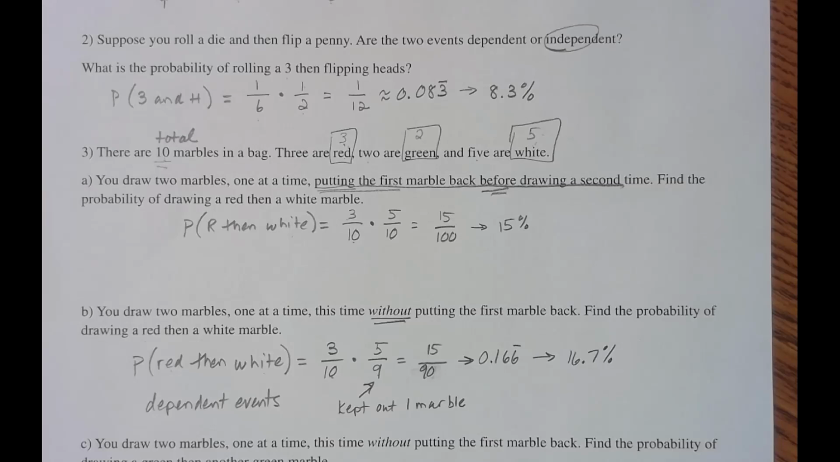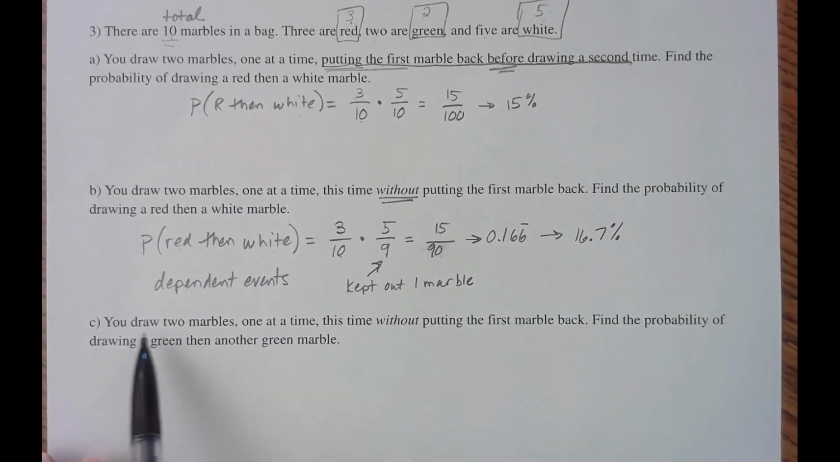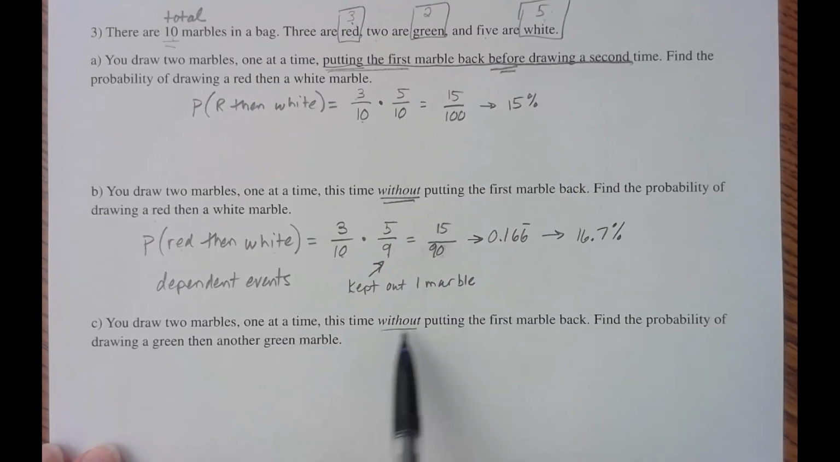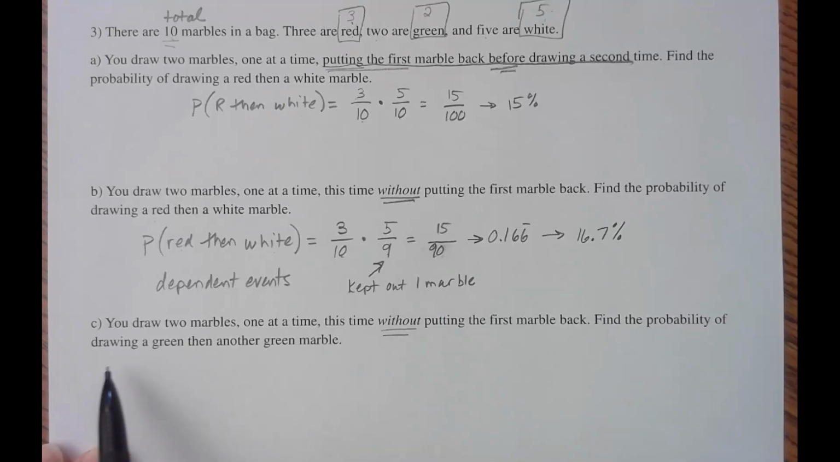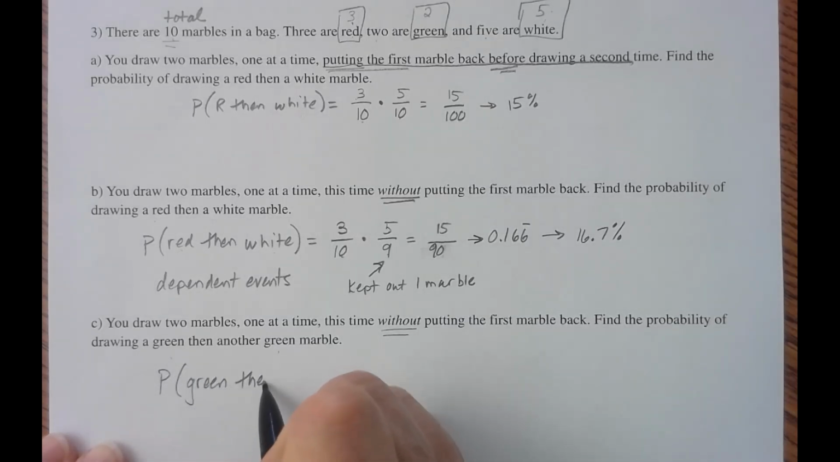We're going to try this one more time. I'm going to put these 2 marbles back in. So I'm starting again with 10 marbles in the bag. This time, I'm going to draw 2 marbles, one at a time, without putting the first marble back. Find the probability of drawing a green and then another green. All right. Let me write this down. Probability of green, then green.